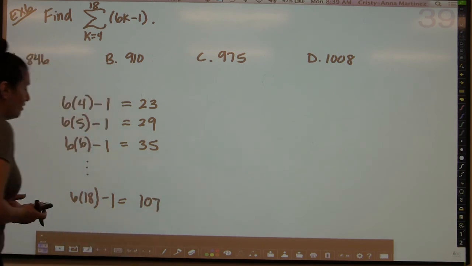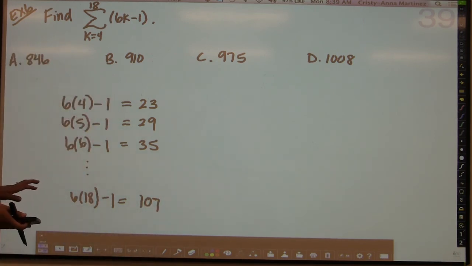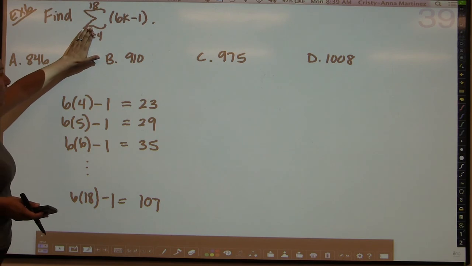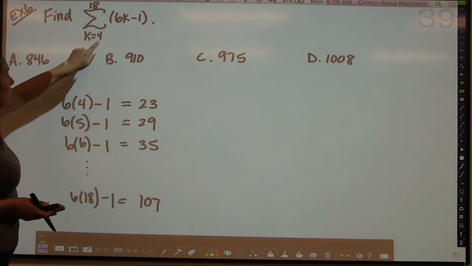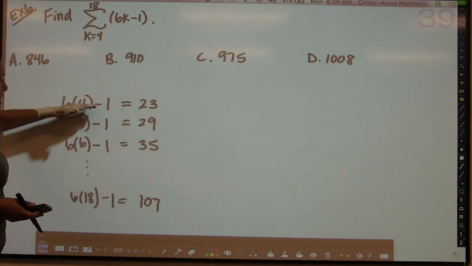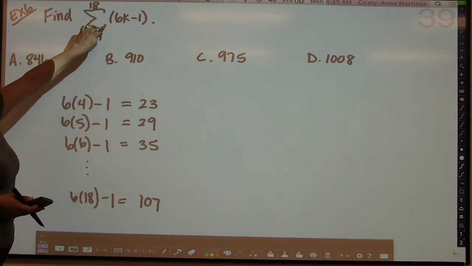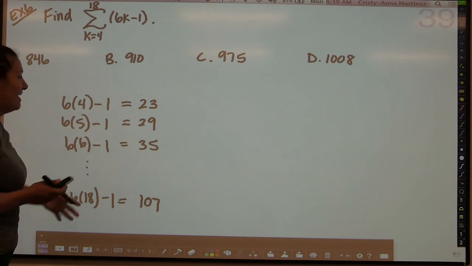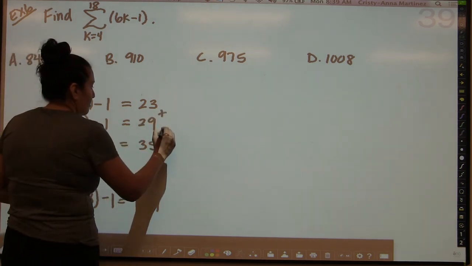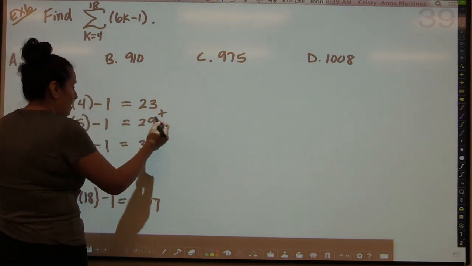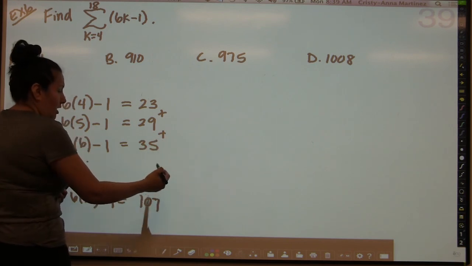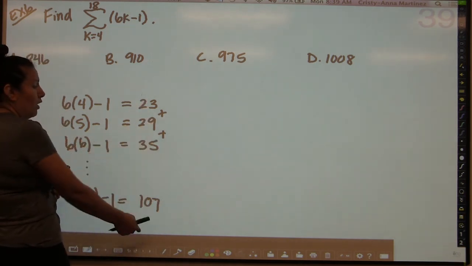Okay? So that's the first thing you're doing. That's not even the whole thing, because remember, this symbol means sum. So right now all we've done is plug the numbers into the formula, and you have to do it all of these times. But what this symbol actually means is that you then want to add all these together. What is 23 plus 29 plus 35 plus on and on and on until you get to 107? You want to add up all those terms.